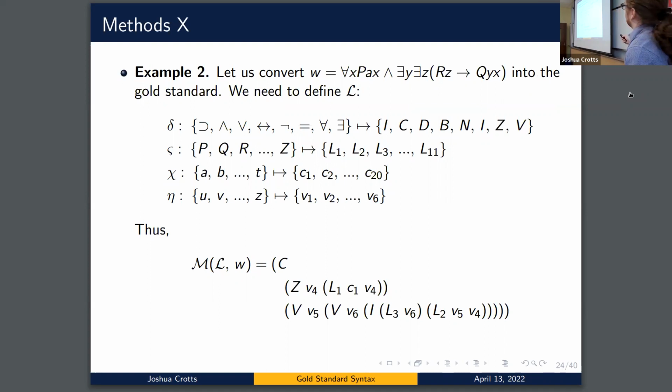So we're going to convert this formula, a very complex formula, into the gold standard. So again, we just define delta, same function as before. Then we define sigma as the predicate mapping function. We define chi as the constant mapping function. We're just saying in this language that constants are lowercase letters a to t. And eta maps u to z, lowercase, as variables, and we get this prefix notation. So if you've ever programmed in Scheme, this will look familiar, but this is also just standard prefix notation that you could see with standard mathematics.